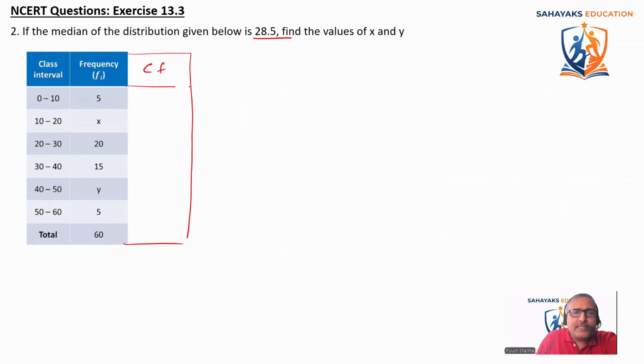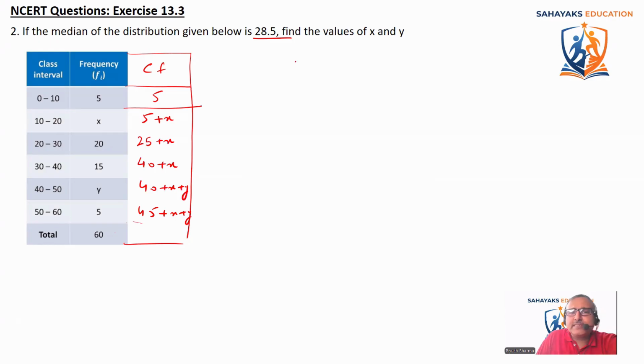The cumulative frequency comes out to be 5. This is 5 plus x. This is 25 plus x. This is 25 plus 15, which comes out to be 40 plus x. And here y gives 40 plus x plus y. And it is 45 plus x plus y, which is the total. So we know that 45 plus x plus y is equal to 60. The total values are 60.